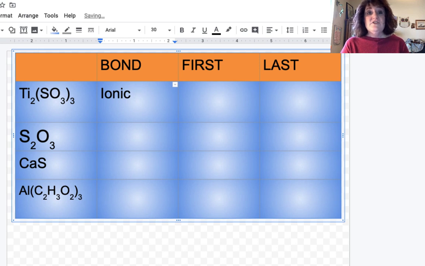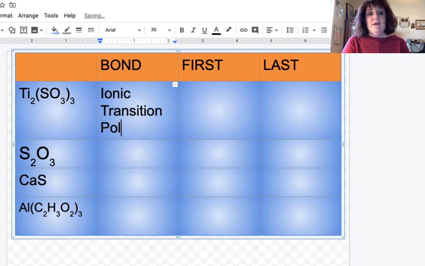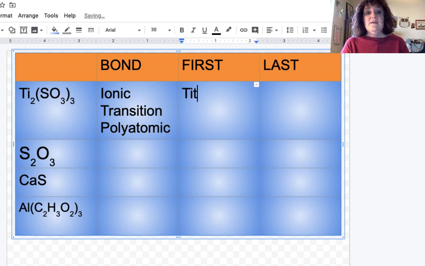Titanium is a transition element because it's in that transition section. And SO3 is a polyatomic. So the first name is titanium, and it needs a Roman numeral. Now, where do we get the Roman numeral to go in there? You look at the very, very back, right here, that little 3 is your Roman numeral.